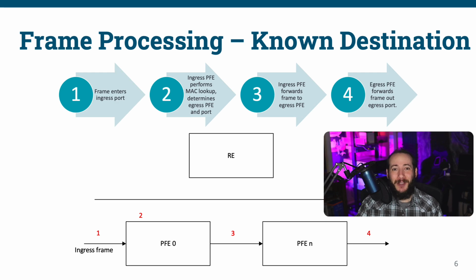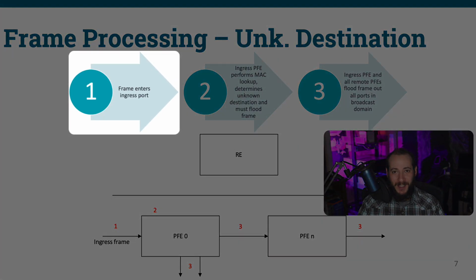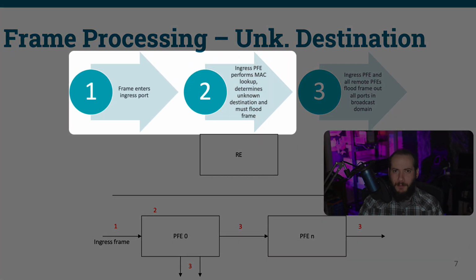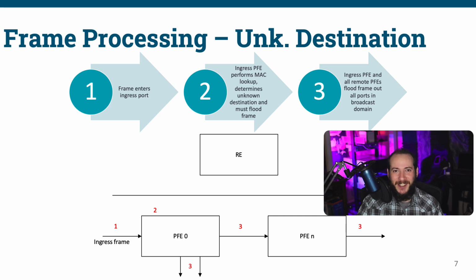Finally, let's take a look at what happens when the destination is not known. When the frame is received and the ingress PFE performs a lookup in the bridging table and doesn't find an entry for the destination, the flooding mechanism is used to ensure the frame is successfully forwarded to its destination. The ingress PFE forwards the frame to all PFEs in the switch so that it may be flooded out all ports within the broadcast domain.